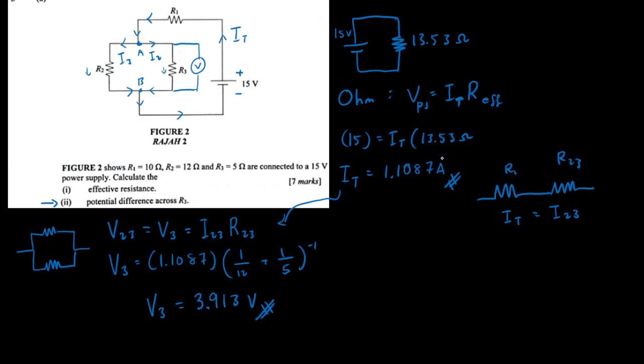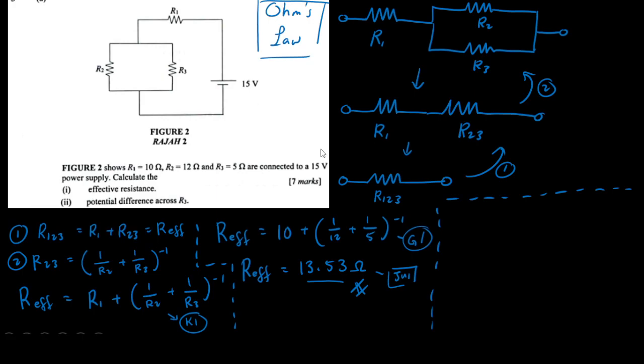There are a few concepts that you have to understand. The first one is that in a parallel configuration, both resistors have the same voltage. And for a series configuration, you have the same current values. Once you combine those two ideas, then you can get the final answer. All right, okay, good. Moving on.